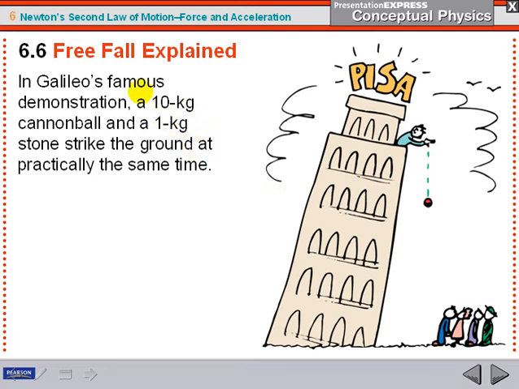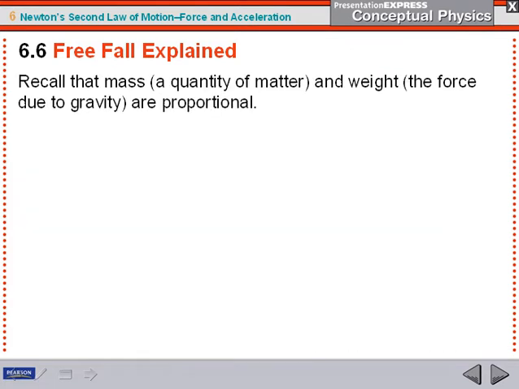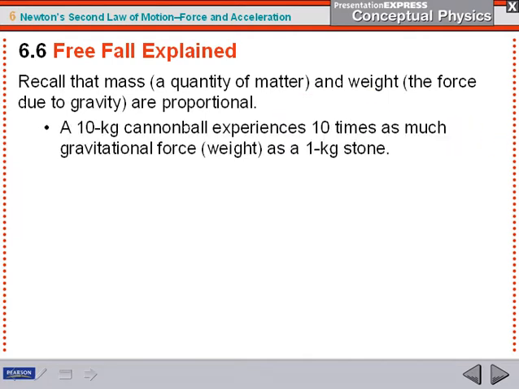So Galileo, what he did was he took a 10 kilogram cannonball and a 1 kilogram stone, and he dropped them, as legend has it, from the Leaning Tower of Pisa, and they struck the ground at practically the same time. And this obviously refuted the Aristotelian idea that an object that weighs more would fall faster than an object that weighs less. So we know that mass and weight are proportional.